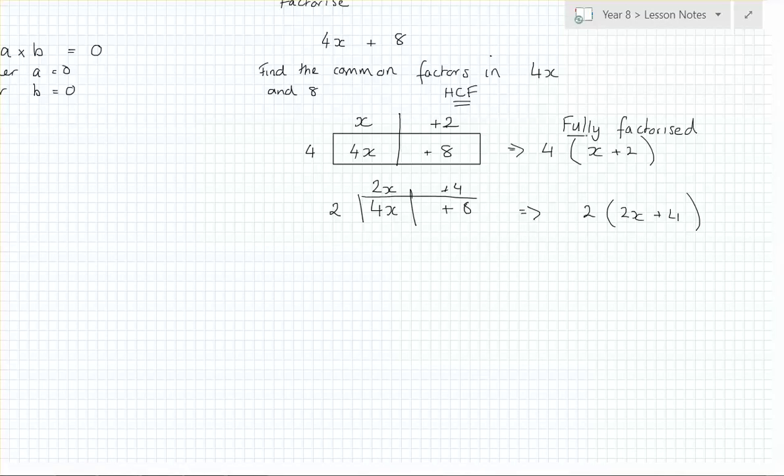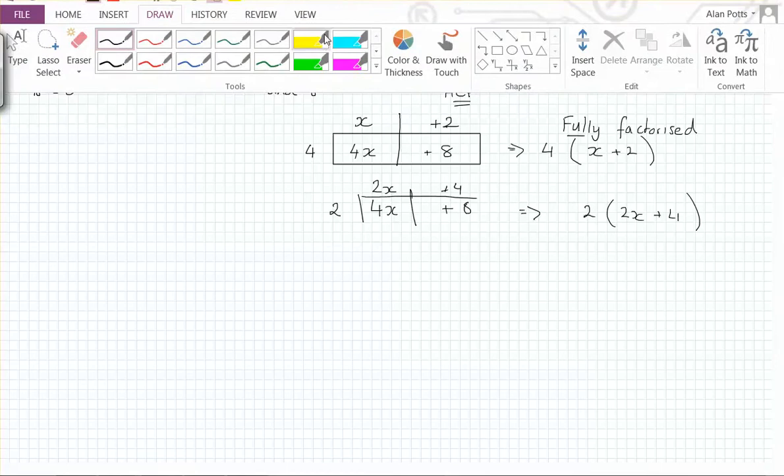Which one is fully factorised? But when you've got algebra, you can fully factorise or just partly factorise. Make sense? Any questions on that? Daniel, have you got a question? I was going to ask, the first one's the fully? Yeah, the first one is the fully factorised one here.